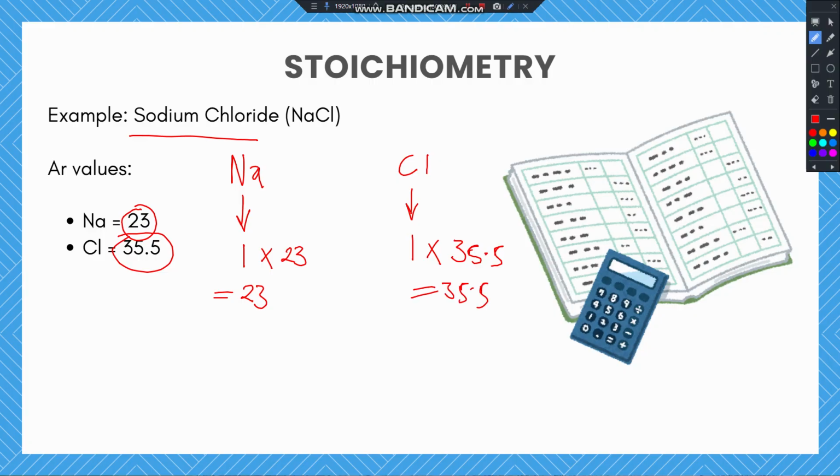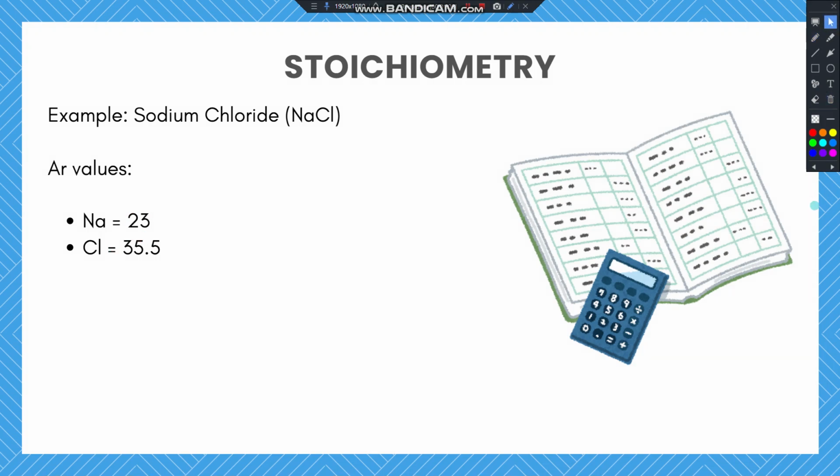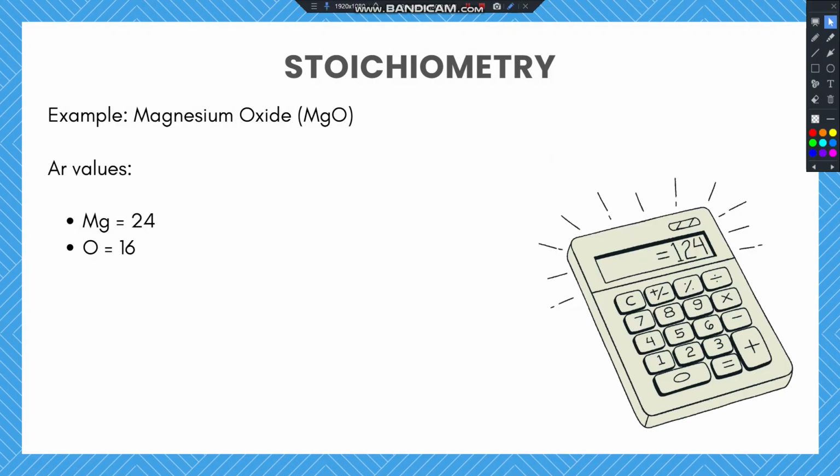The final step would be to add everything together. So we have 35.5 plus 23. This gives us 58.5 grams per mole. Easy peasy and straight to the point. I trust you're getting the hang of everything we're putting out.